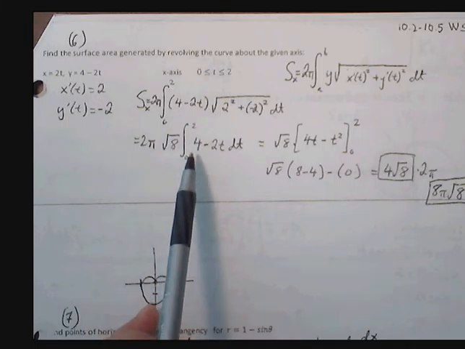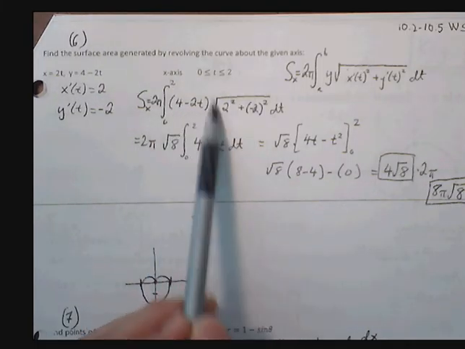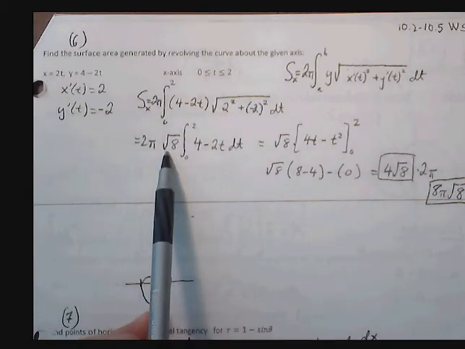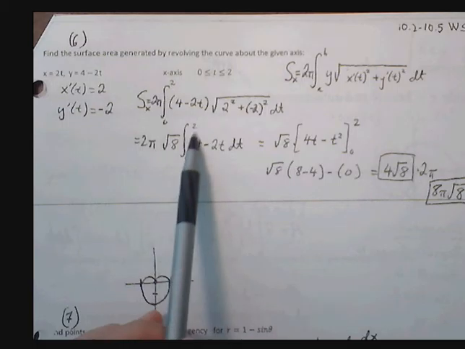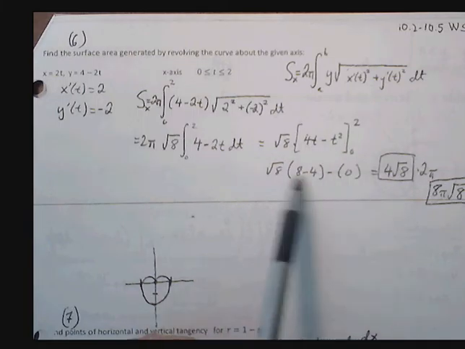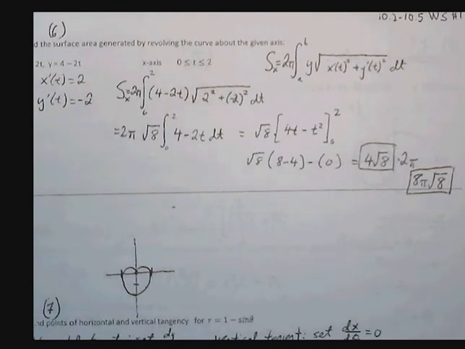We can work this through a little bit more here. 4 minus 2t times this becomes root 8. Root 8 gets pulled out as a coefficient, and then we can go through a power rule for the integrand, and then plug in upper and lower bounds, and we're going to get our way down to 8 pi times root 8.